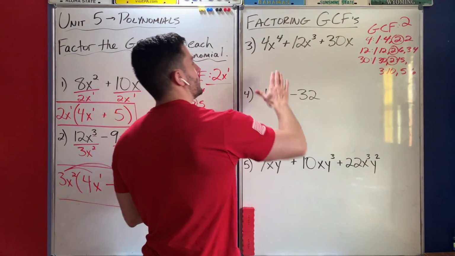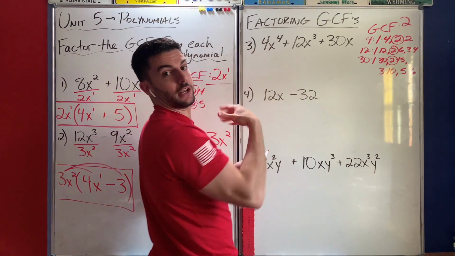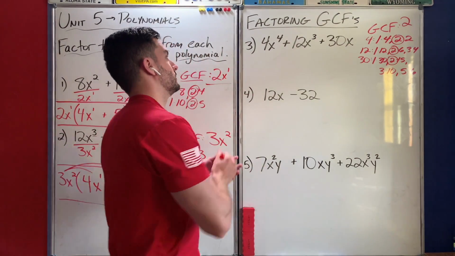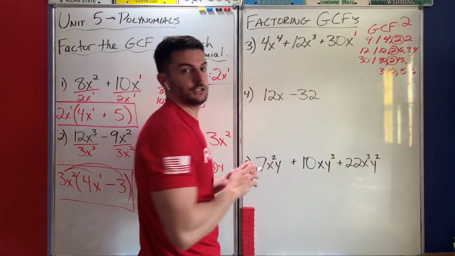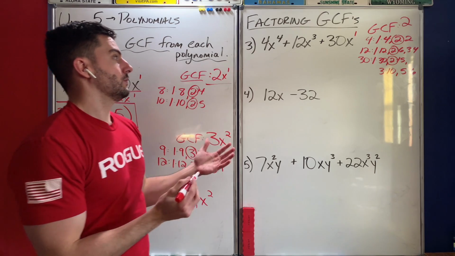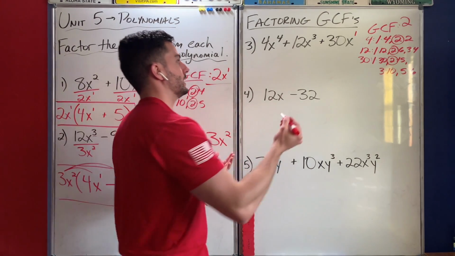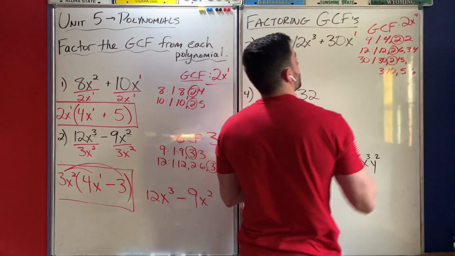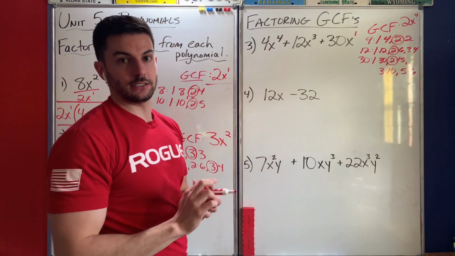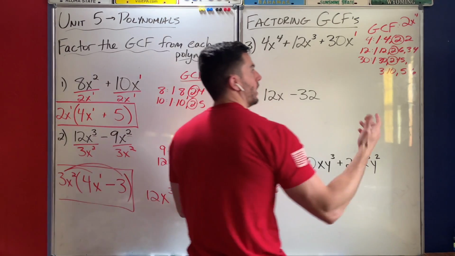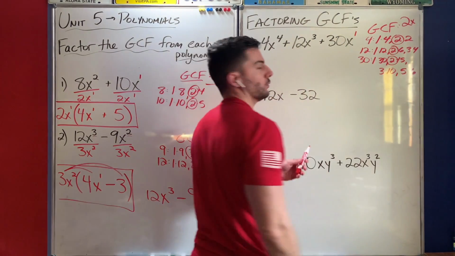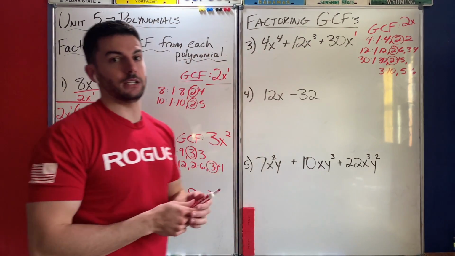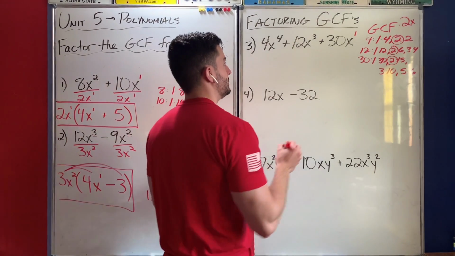So 2. And then I look at my variables, and I think, first off, do they all have a variable? X to the fourth, x to the third, x. Yes, they do. So if they all have a variable, we include the x in the GCF. But we pick the lowest exponent, because if I said x to the fourth as my GCF, this doesn't have x to the fourth or 4 x's. This just has 1. So they wouldn't have x to the fourth in common. They all have at least 1 x. If you said anything more than that, then that would discount this term right here. So 2x. 2x is my GCF.